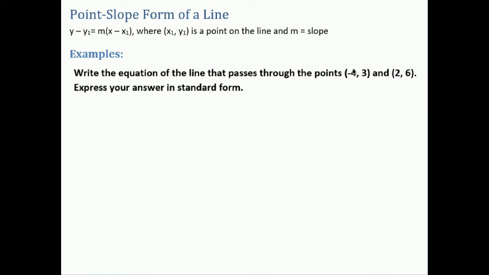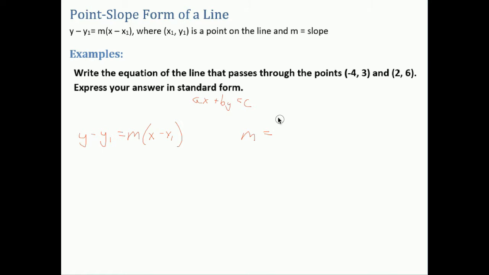So write the equation of a line that passes through these two points, (-4, 3) and (2, 6). Express your answer in standard form. So we are going to put it in ax plus by equals c form, which we don't start with that. We're actually going to start with point-slope form, y minus y sub 1 equals m times x minus x sub 1. Well, we have two points here, so we actually can use either point for the point we're referring to, but we don't have the slope. So what we need to do first is find the slope of this line.